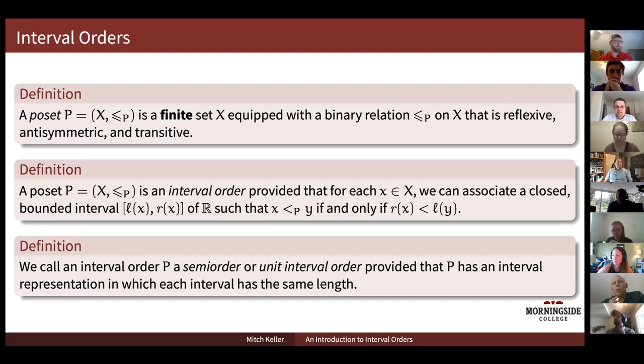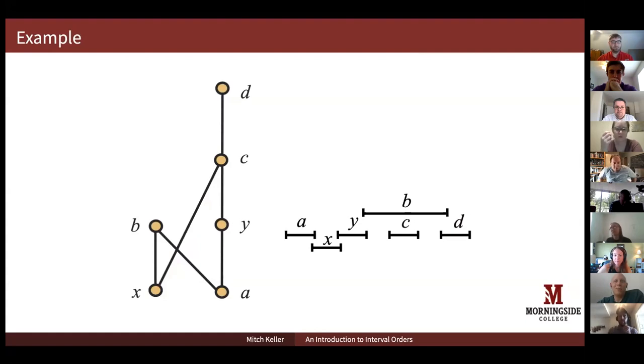And then from those intervals, if A is less than B and B is less than C, then you wouldn't connect A and C. You would just do the connections from A to B and B to C in the poset, right? Right. Yeah. So that's a nice segue into my example.